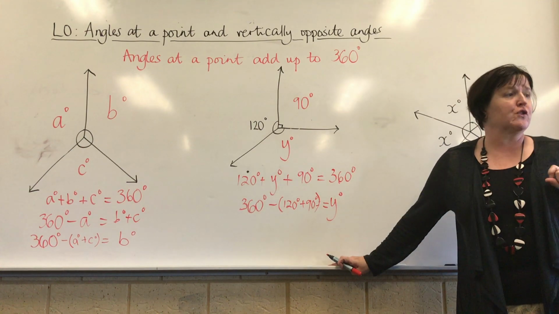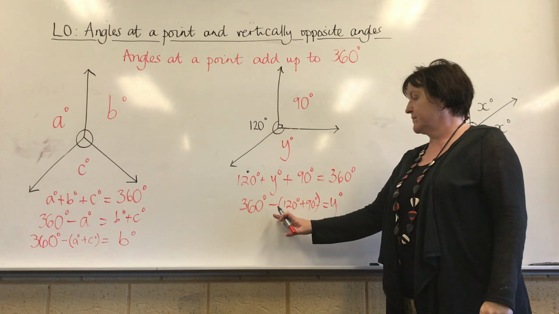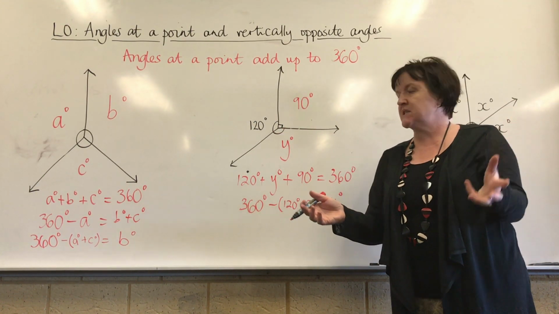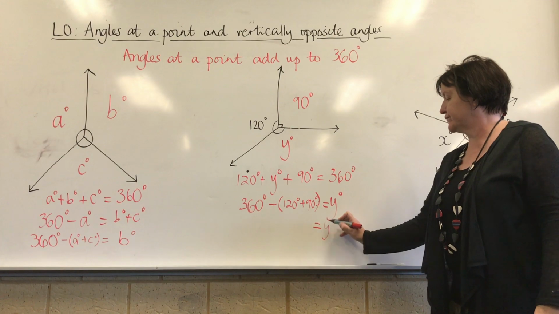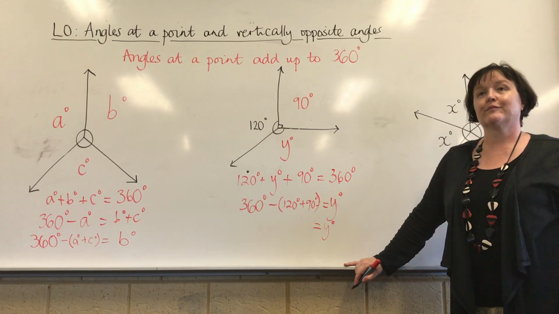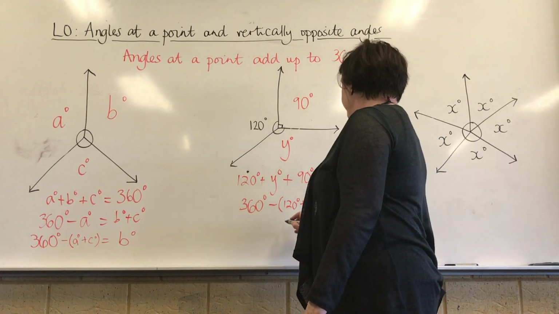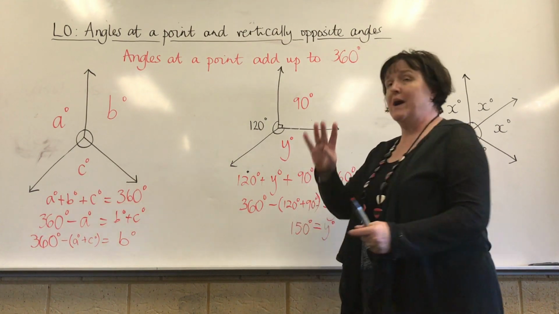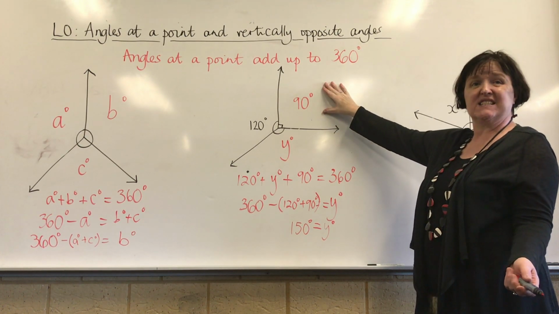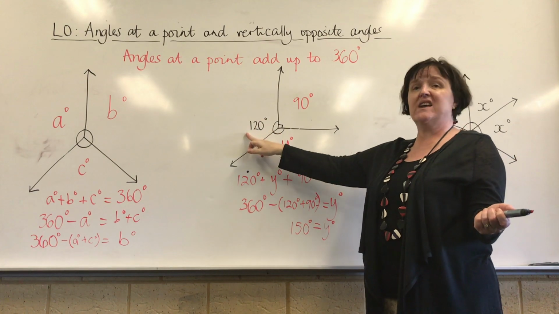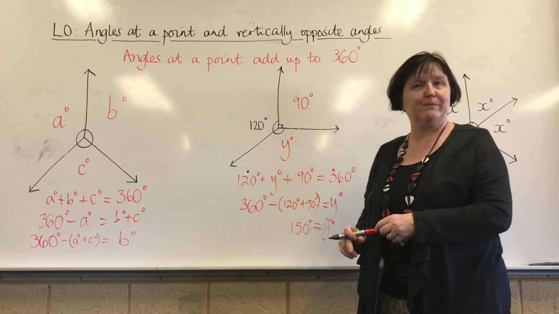Okay, so if you've got your calculator out, have a go at that with the bracket. So do 360, subtract, then open your bracket, 120 plus 90, equals Y. So what does Y equal? 150, is that right? Yeah, it is, well done. The way we could do it as well: 360 take 90 is 270, take away another 100 is 170, take away another 20 is 150. That's absolutely right, well done.